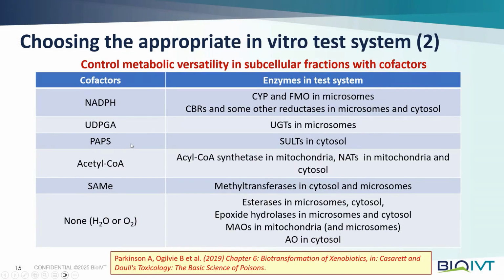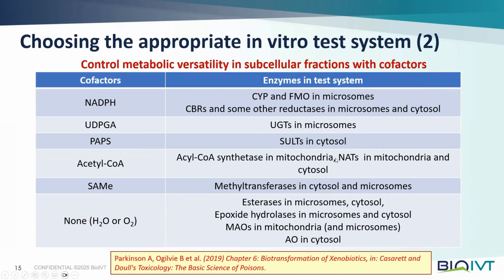There's now also within the ICH the requirement to use alamethicin or something else that will allow access to the inside of the vesicles, which are microsomes from the endoplasmic reticulum, and then also to include something that will sequester the free fatty acids that can inhibit UDPGA.